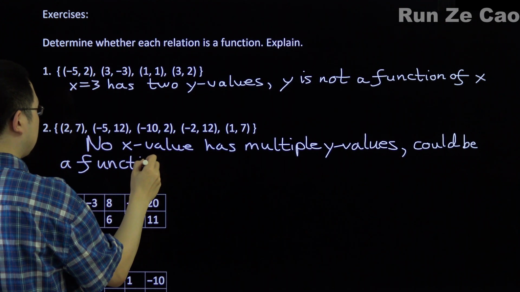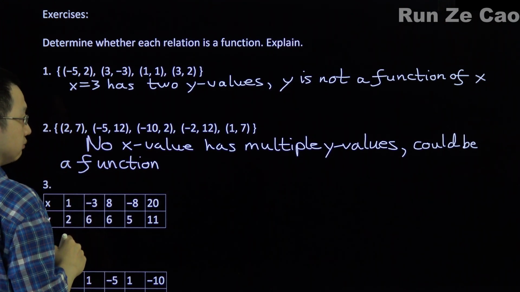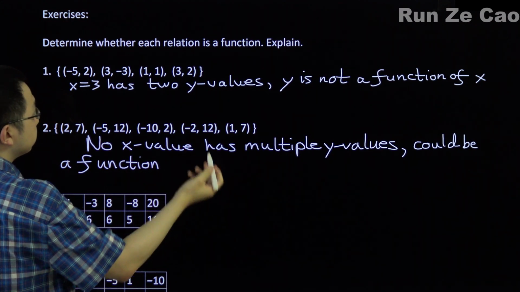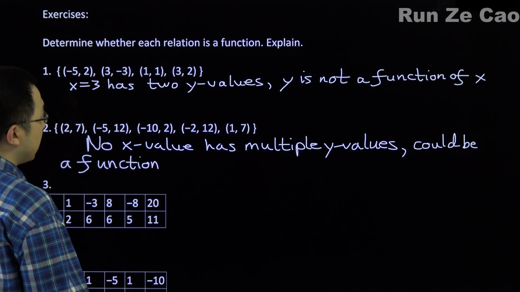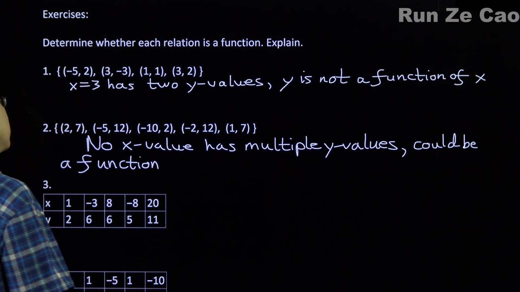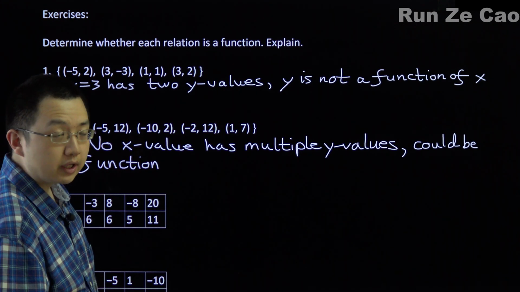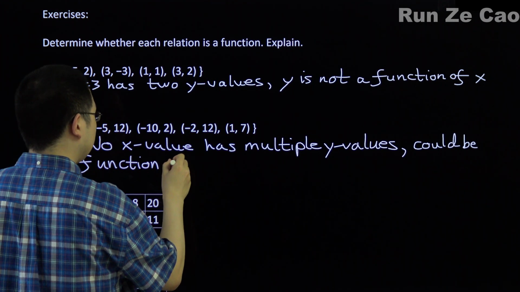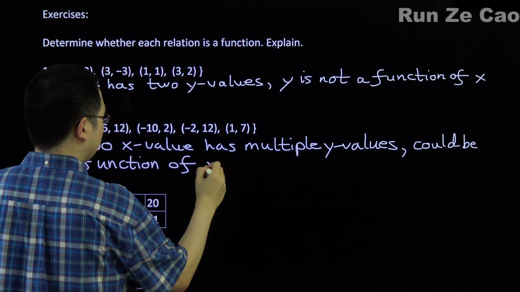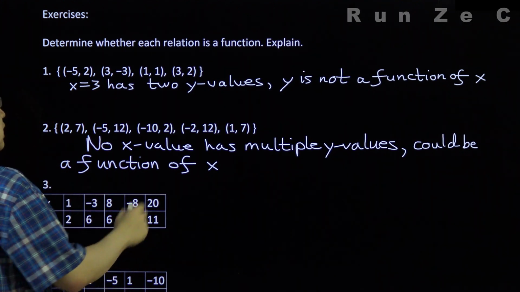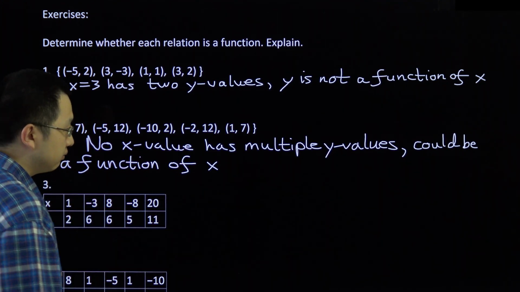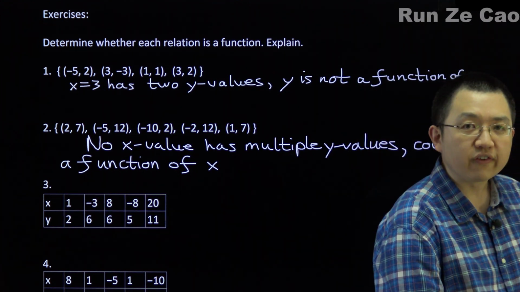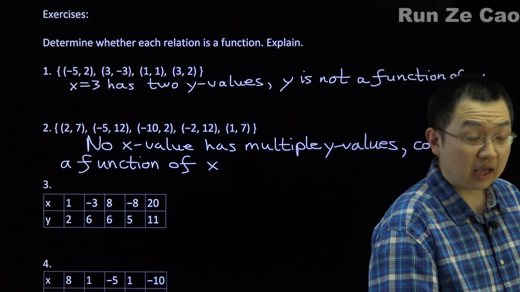A function doesn't necessarily have to have a formula. The reason why I say it could be a function is, well, this relation, we don't know what happens, if anything, between these points. So, yeah, it's not disqualified from being a function of x. Of course, depending on your teacher, they might prefer "it is a function of x" or just "it is a function," because the default is a function of x, f of x.